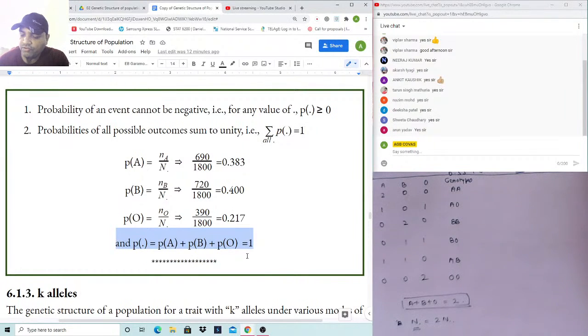So this is how we can extend from 2 alleles to 3 alleles. Now I am signing off for the first session, and we will resume at 4 o'clock for our next session, where we will try to understand, if there are k alleles, that is any number of alleles, how we calculate the allelic and genotypic frequencies in a population.